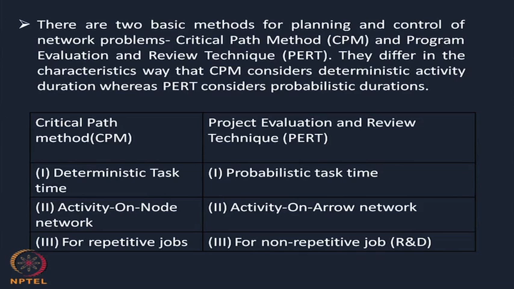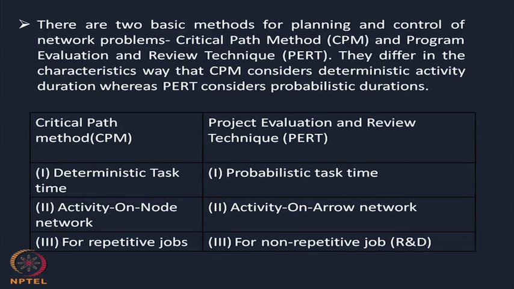There are two basic methods for planning and control of network problems. As I was telling you, one we call the critical path method, or in short CPM, and the other one is the program evaluation and review technique, that is PERT. Two different techniques are there: one we are calling the critical path method, in short afterwards I will call it CPM, and the other one is PERT, that is program evaluation and review technique. These are the two basic techniques which are used to solve the project management problem, or in other words, to solve the network problem.